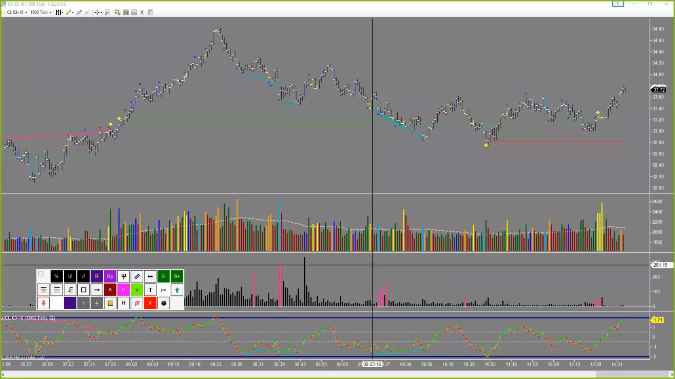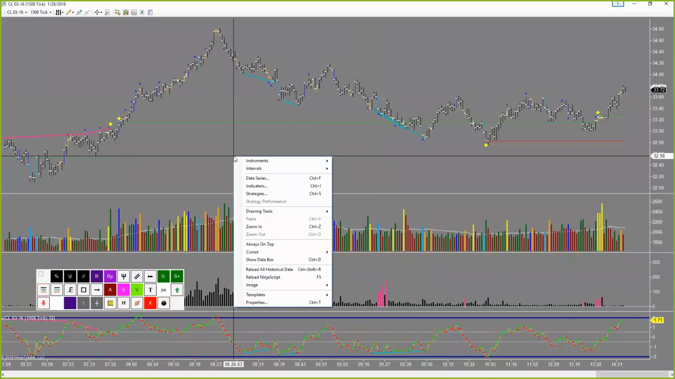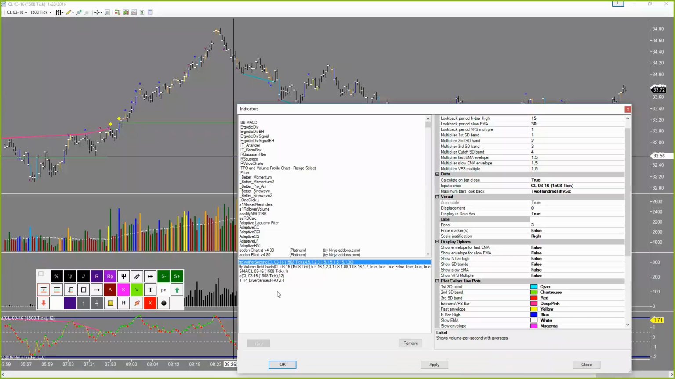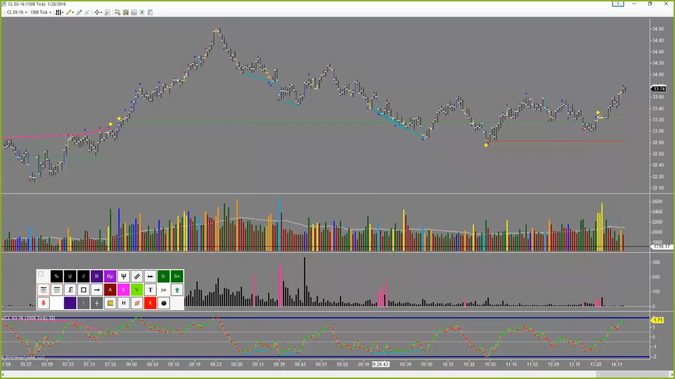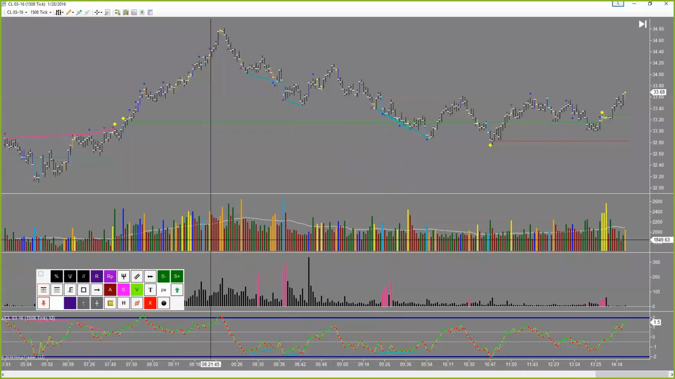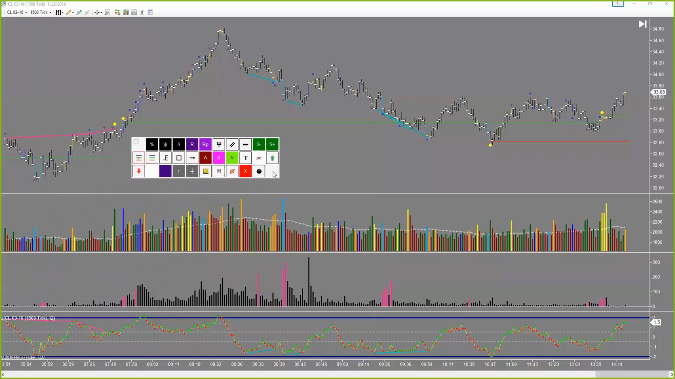But for right now, if we want to use the volume on tick charts, then we just use the one called TTP volume tick charts. Okay, and we have the same conditions built into these bars as we do for the relative volume. So we have churn, high churn. We have climax, so this is a selling climax. But what I also have is the volume per second, and that's what these black bars are.